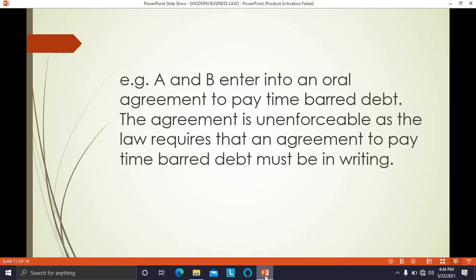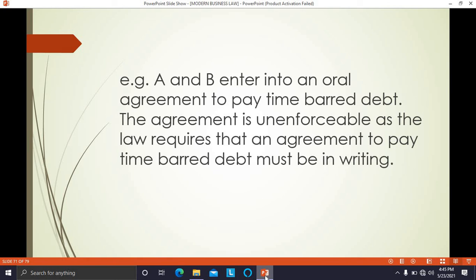For example, A and B enter into an oral agreement to pay a time-barred debt. We have discussed this in the essentials of a valid contract. It is required that whenever there is an agreement to pay a time-barred debt, that agreement needs to be in writing. But here A and B have entered into an agreement to pay a time-barred debt and it is an oral agreement. So the legal formality is not followed. It needs to be in writing by law. This agreement is unenforceable as law requires that an agreement to pay a time-barred debt must be in writing. So that agreement will not be enforceable by law.